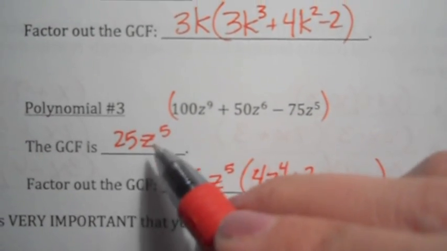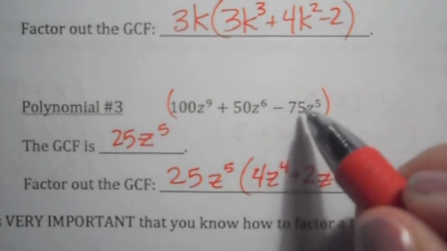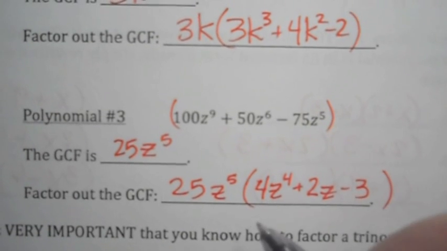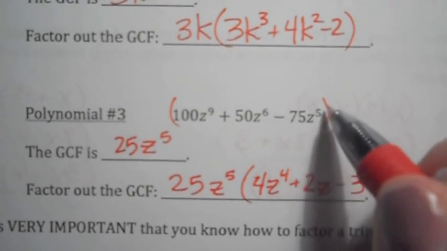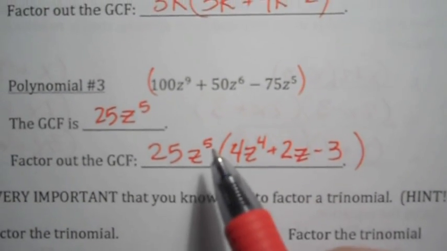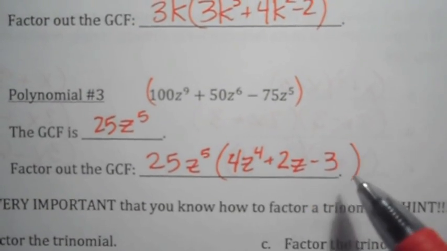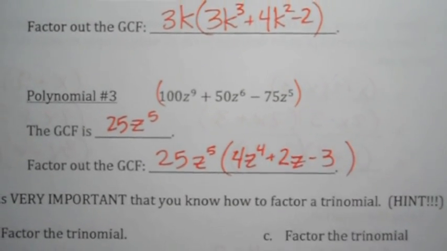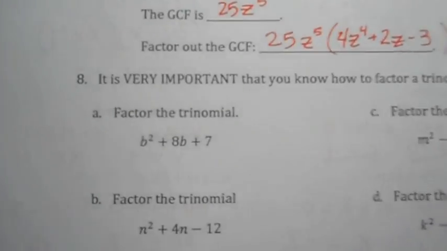And then last, we're going to factor out 25 from negative 75, which will be a negative 3. And since we're taking z to the 5th out of a z to the 5th, there's no z's left. So we have 25z to the 5th, and then in parentheses, 4 times z to the 4th plus 2z minus 3. Moving on. Number 8.